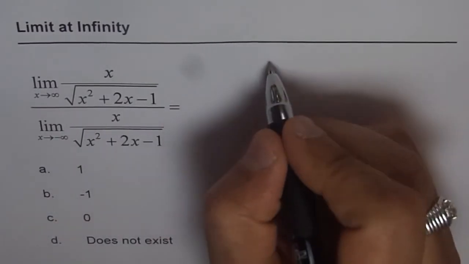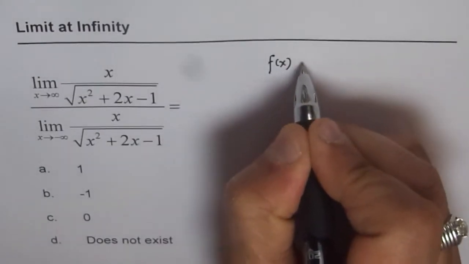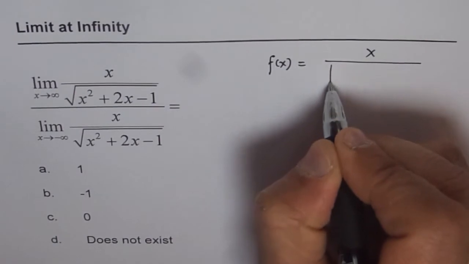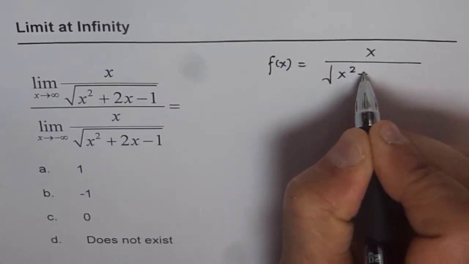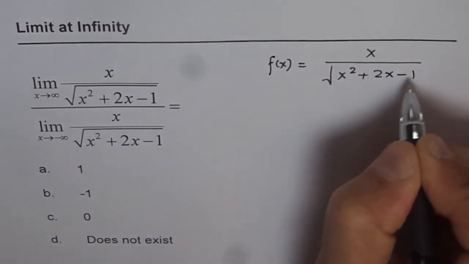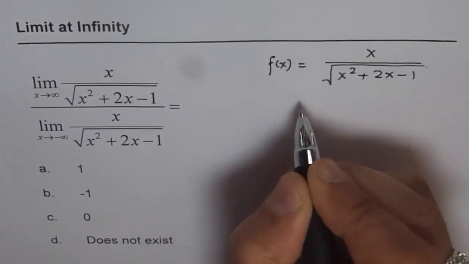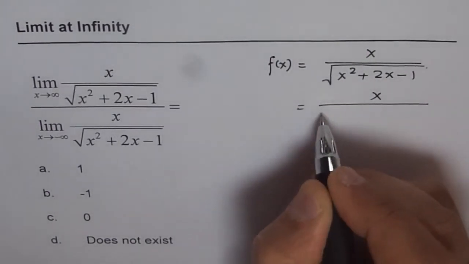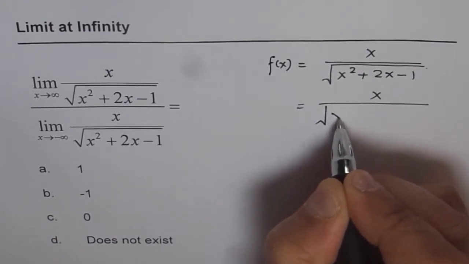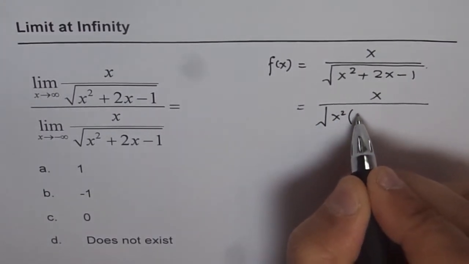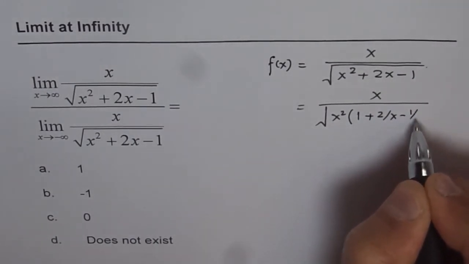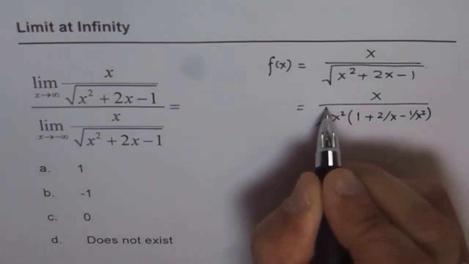So what we have here is a function f of x, which is equal to x over square root of x squared plus 2x minus 1. Let's simplify this. What we can do is factor out x squared in the denominator. In that case, you are left with the square root of 1 plus 2 over x minus 1 over x squared.